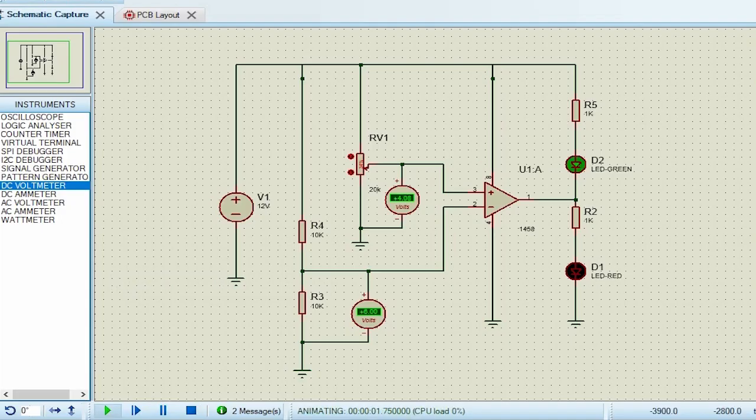We press play on the circuit and at the inverting input we have 6 volts, and at the non-inverting input we have 4.08 volts, and at the output we have the green LED. The positive is less than the negative, so that's why the green LED is on.